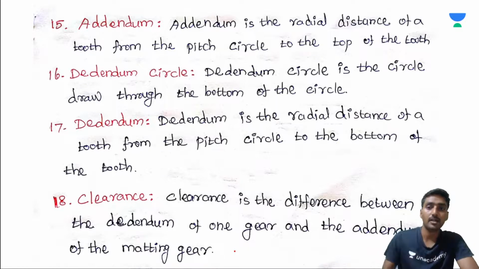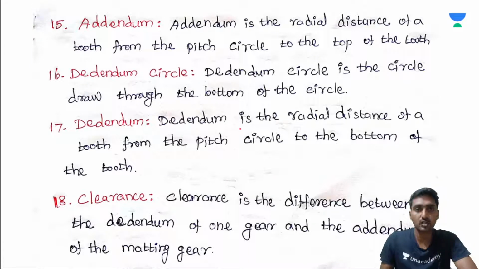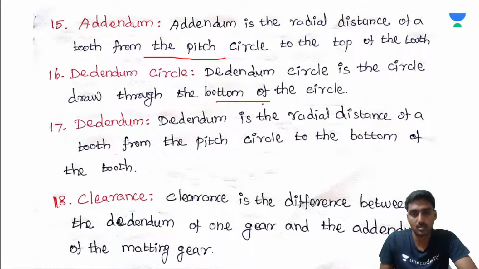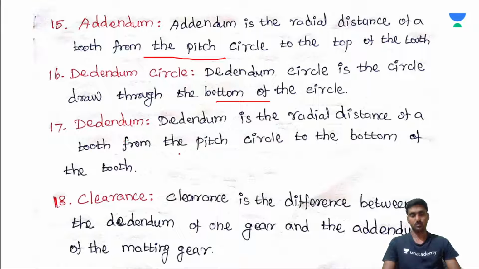Addendum is the radial distance of the tooth from the pitch circle to the top of the tooth. Dedendum circle is the circle drawn through the bottom of the gear teeth. Dedendum is the radial distance of a tooth from the pitch circle to the bottom of the tooth.